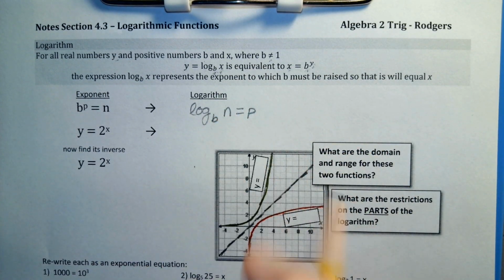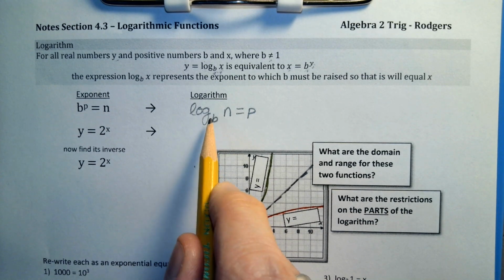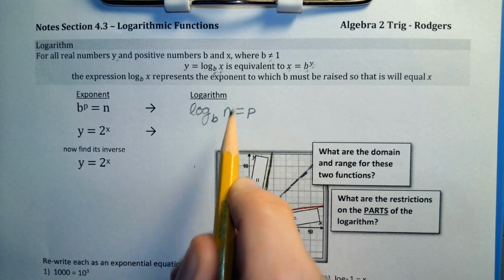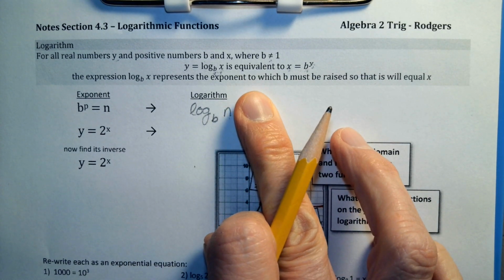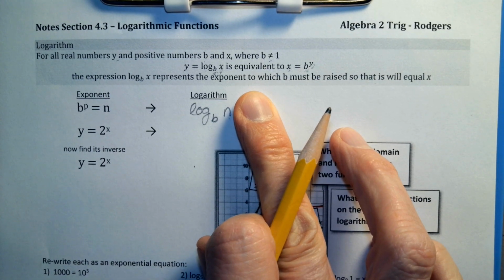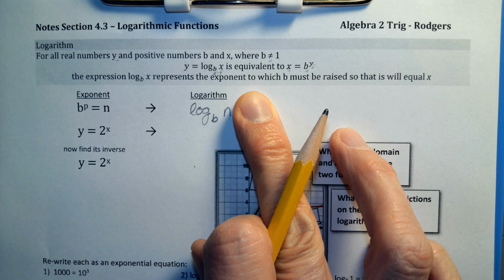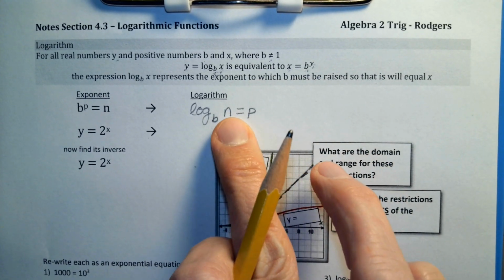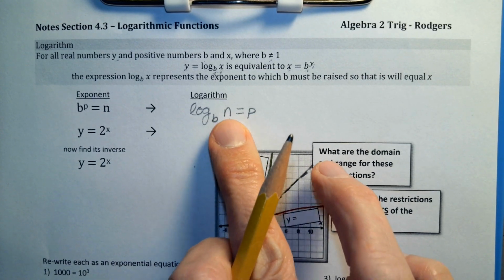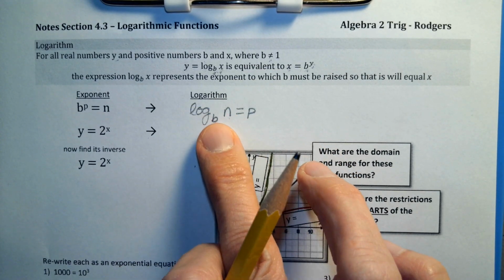All right. So when you read this out, it's log base b of n. That's how we read the left-hand side of that. Don't say log of b of n. Don't use the extra of in there. So it's log base b of n. Of n, that is the argument of the log of base b.